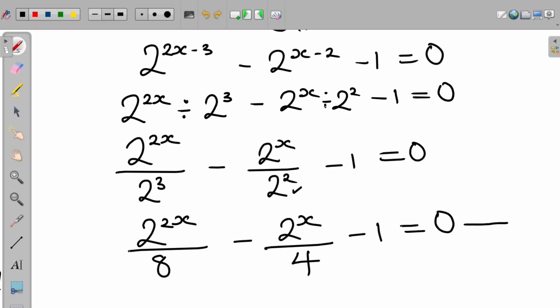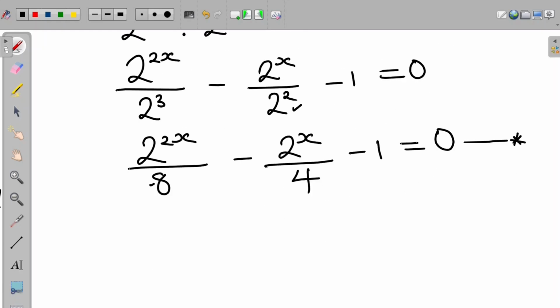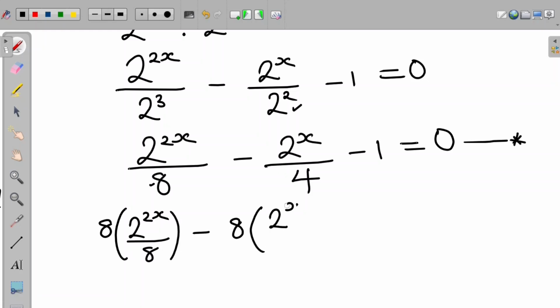Now, to get rid of the fractions in this equation, we multiply the equation through by the LCM, which is 8. So 8 being the LCM, the equation becomes 8 multiplied by 2 to the power of 2x divided by 8, minus 8 multiplied by 2 to the power of x divided by 4, minus 8 multiplied by 1 is equal to 8 times 0.